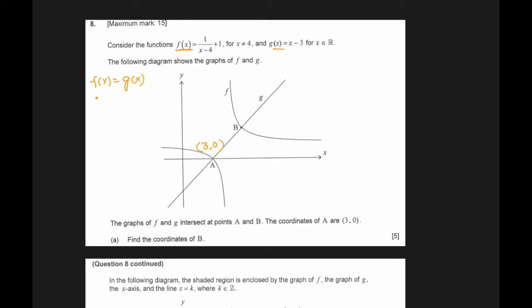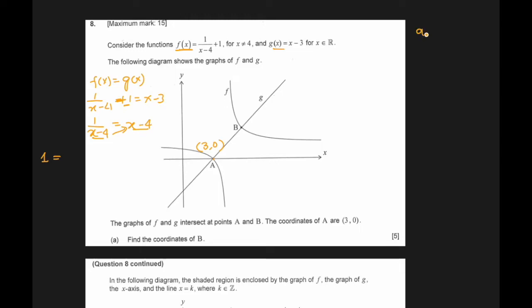So we can do that: 1 over x minus 4, plus 1, equal to x minus 3. So let's bring this plus 1 to the right side. It becomes 1 over x minus 4 equal to x minus 4, because minus 1 and minus 3 will become minus 4. Now let's cross multiply. So let me write here, 1 equal to x minus 4 multiplied by x minus 4, which will be (x minus 4) squared.